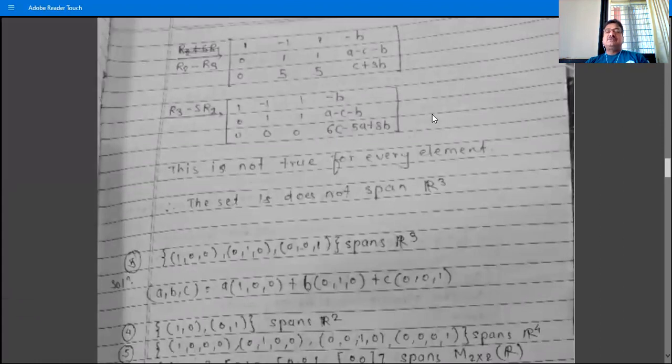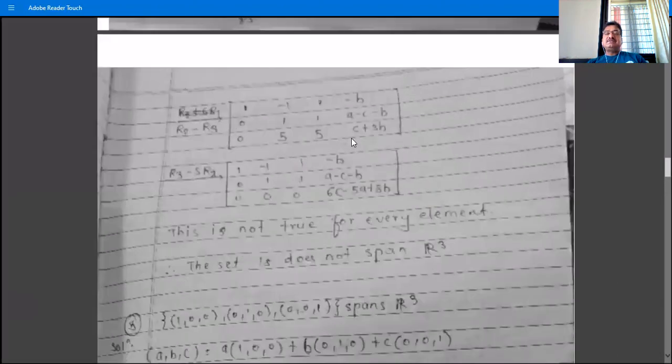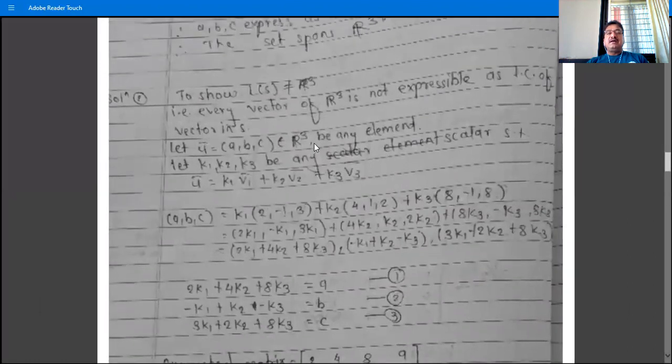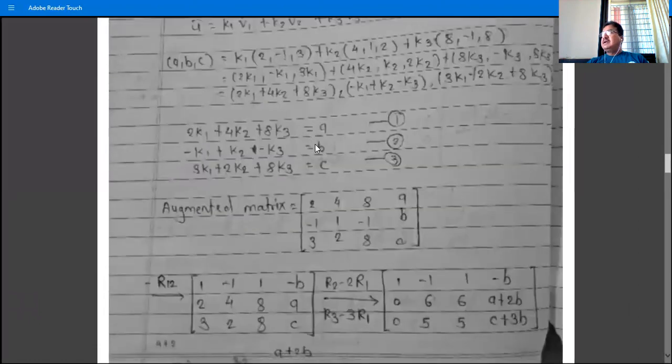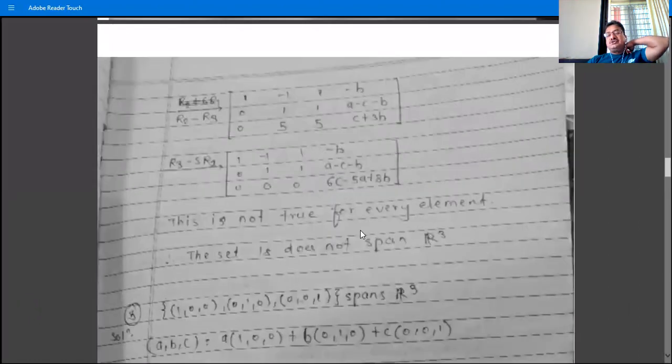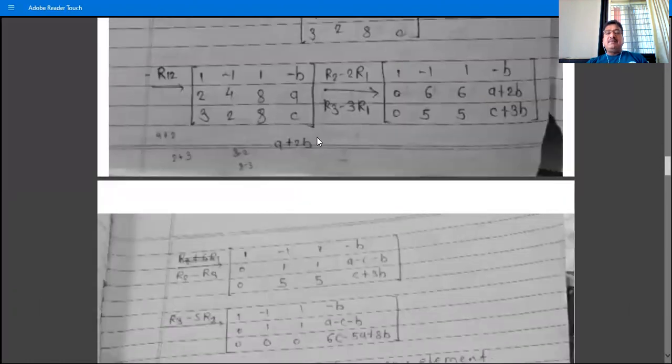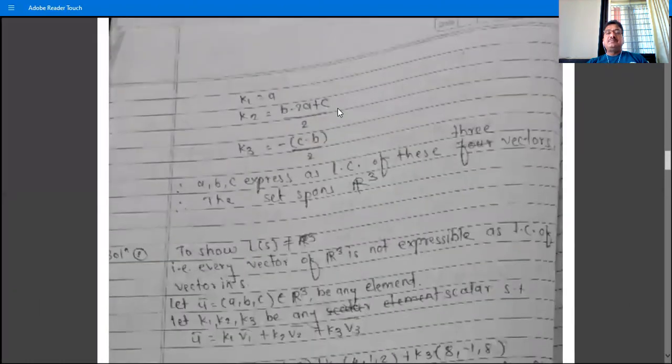And therefore, the rank of A is 2 and the rank of AB is 3. These two are not equal, and therefore the given system is inconsistent. And therefore we say that this (a, b, c) is not expressed as a linear combination of V1, V2, V3, and therefore we say the linear span LS is not equal to R3, or we say the set does not span R3. So write that sentence.